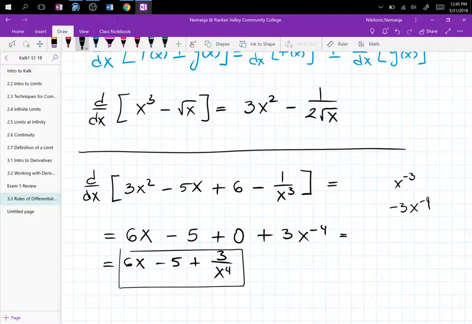Can you do this using the limit definition? Sure. It's just going to take a while. But it can be done.